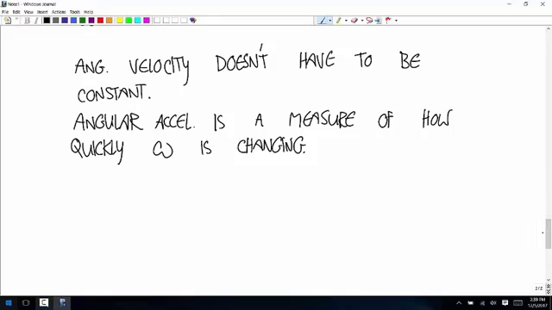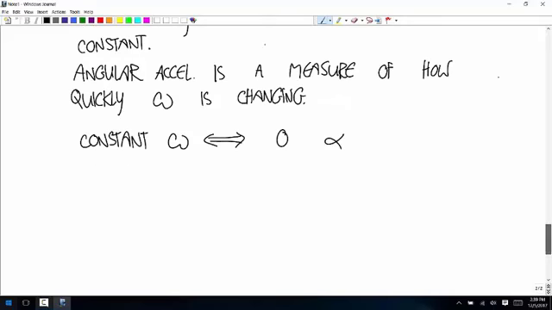So what do you think the angular acceleration is for something that has constant angular velocity? Right. So constant angular velocity is equivalent to 0 angular acceleration. And who can come up with the mathematical definition of angular acceleration? That's a hard one.